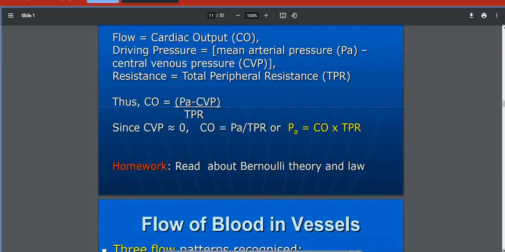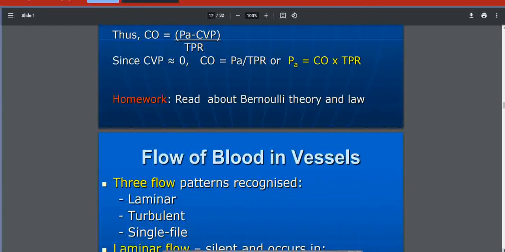Then you go to clinical medicine year 2. Yeah, then we have clinical pathology. You will find all the sequential theory that will aid you to learn about the Bernoulli theory and the law itself. So let's check on the flow of blood in vessels.